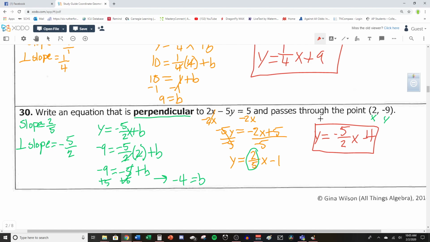Okay, so that's how we're going to create lines parallel and perpendicular. This is one of the more important topics on this test. As you can see, we did a lot of examples with it. Very important that you know how to do that. Let's go to the next part.